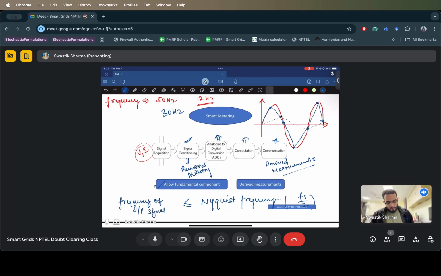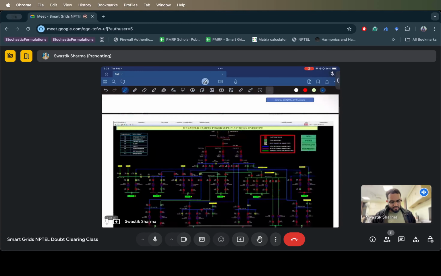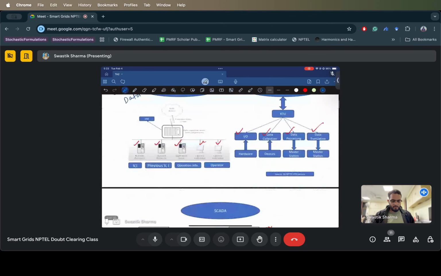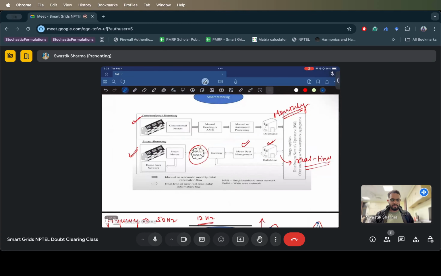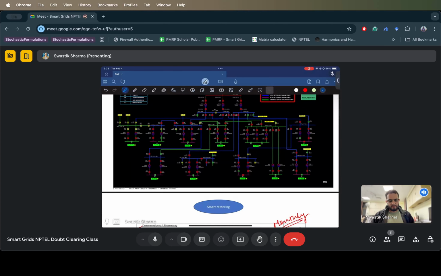You want to allow only your fundamental component, not in any way a high frequency or a low frequency component that could have crept into your signal by poorly conditioning it, right? So that is the whole process of the distribution system automation, your SCADAs, your smart meterings. We'll discuss PMUs, but it's for a later time. We'll discuss it in week 4, right?